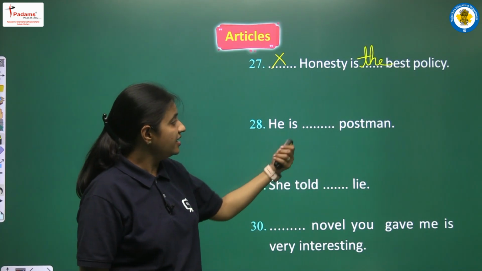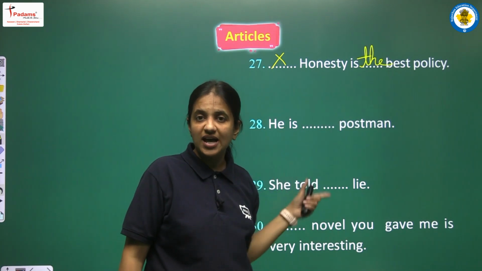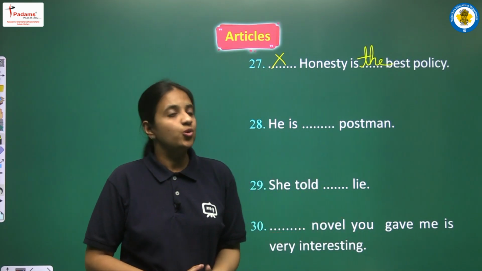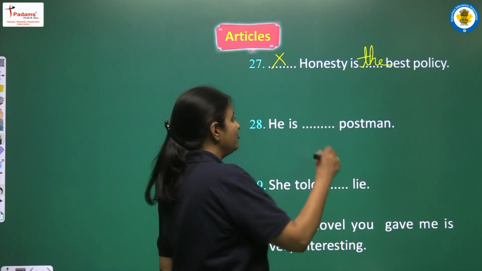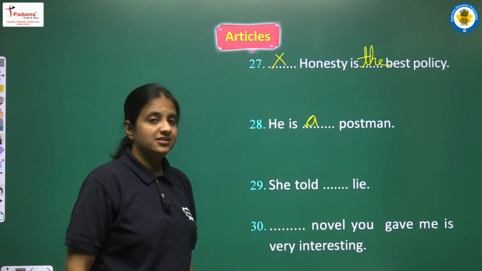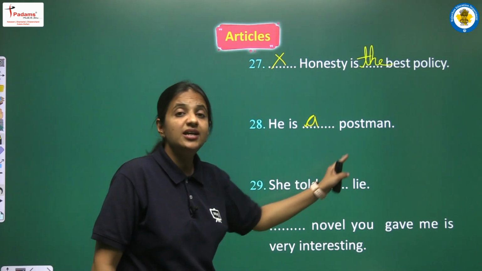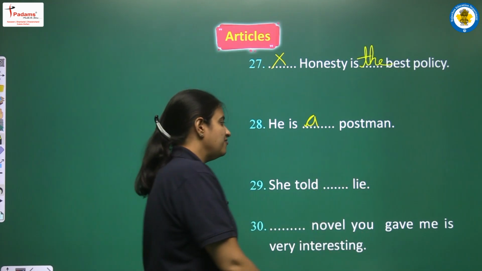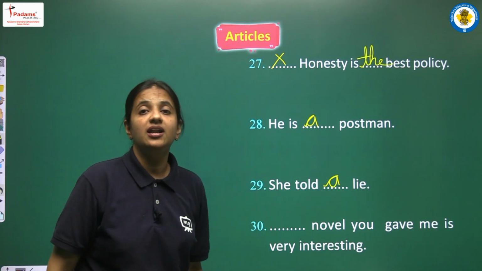Next is he is postman. So we are having a noun, so we have to use an article according to the sound. So we are having a consonant sound in the beginning. So for that we have to use a here, and the sentence will be he is a postman. Next we are having she told a lie. So before lie we have to use a, and it will be she told a lie.